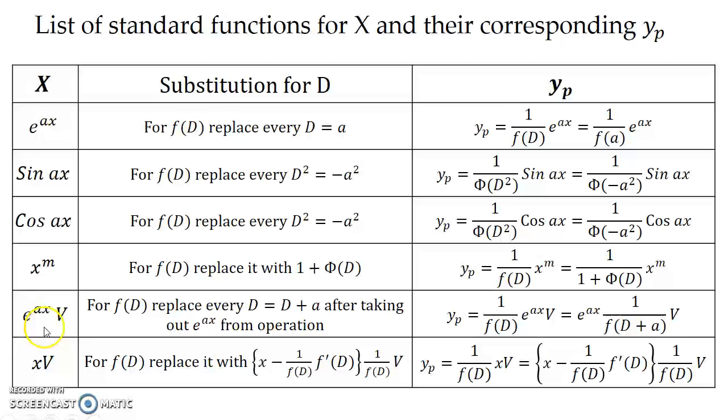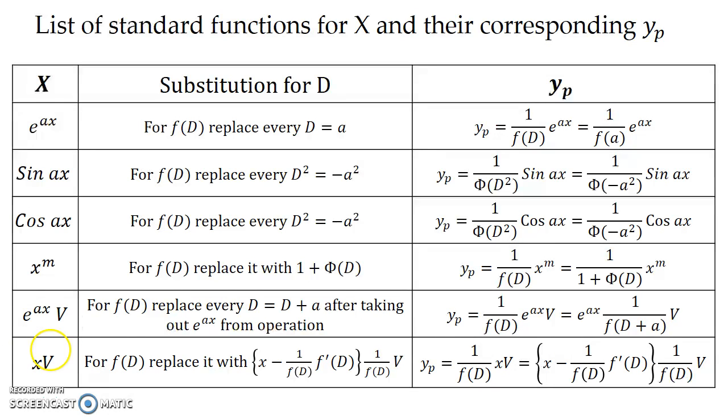Let us come to the next function, that is e raised to x times v. We have come across e raised to x earlier, and I have already told you what to do whenever you come across it. But here what we have is e raised to x into v. Now what is this v? V is some function of x other than e raised to x, because if it is e raised to ax, then you just add the indices. We don't want that. We want v to be a function of x other than e raised to x.